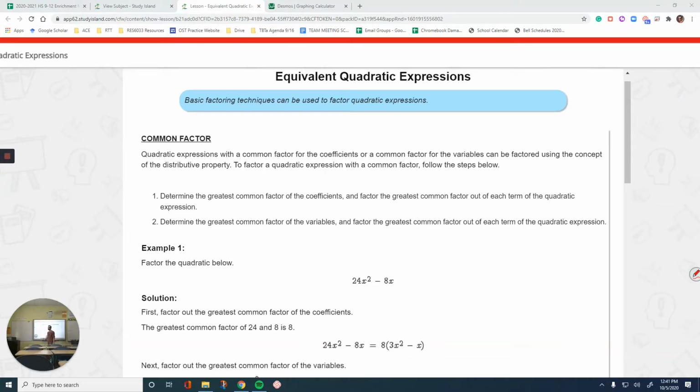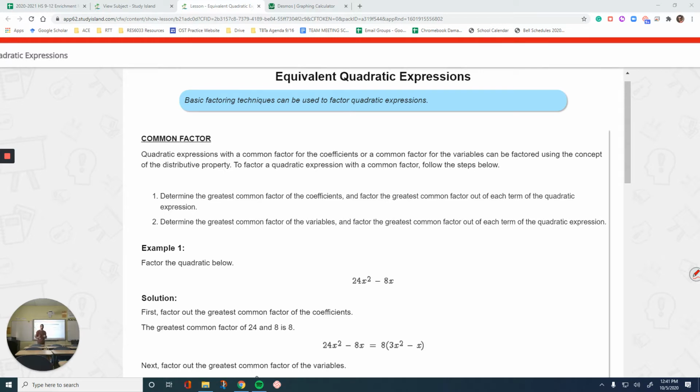Today we're going to talk about factoring out quadratic expressions. This lesson is called Equivalent Quadratic Expressions on Study Island. That is because when we factor them out, when we simplify them, they are still going to be equivalent to the original expression. So there are some common ways of factoring out expressions.